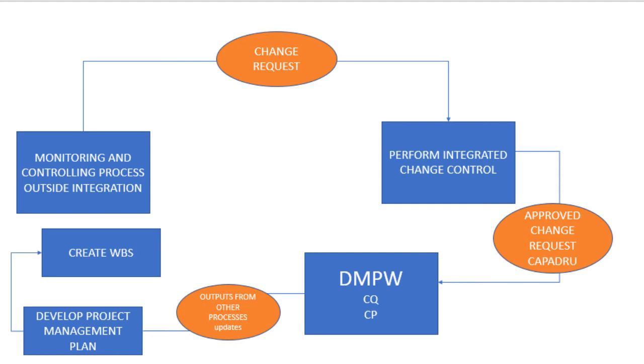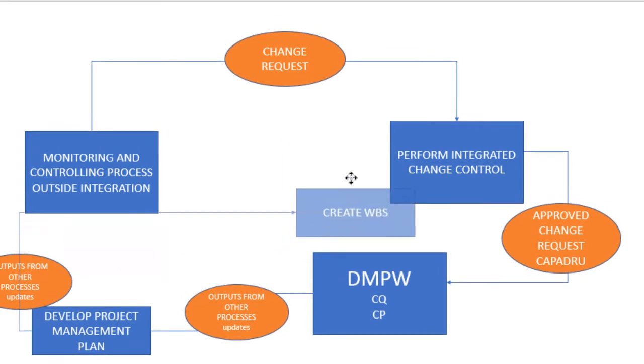And those updates are reflected in the revised plan. You can see those updates in the form of outputs from other processes. Any project management plan update is an output from other processes. It's eventually going to funnel back into develop project management plan. The revised plan is then going to become an input to other processes, such as create WBS, for example.